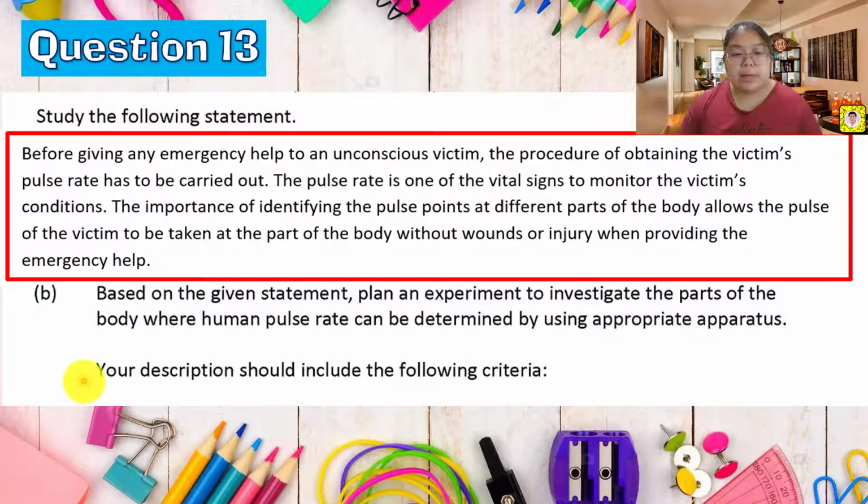Okay, then based on the given statement, we plan the experiment to investigate the part of the body where the human pulse rate can be determined by using appropriate apparatus. So your description should include the following criteria. This one is normally the experiment. They will ask you using the following criteria. The criteria are normally the same. We have aim, after that we have variables, we have apparatus, after that we have procedure. Okay, almost the same thing. So we go to check.